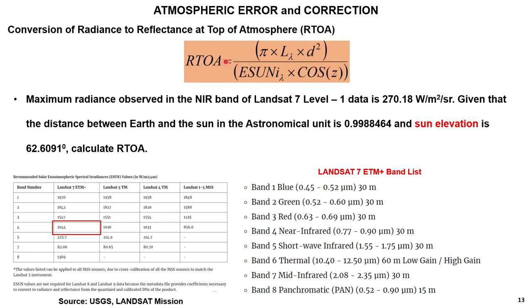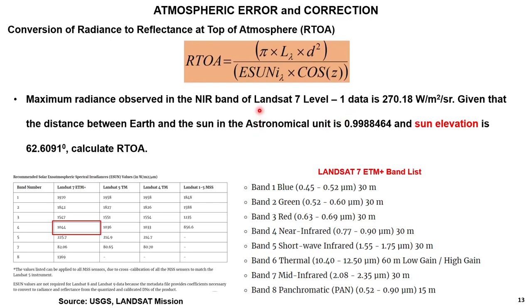So reflectance at top of the atmosphere is equal to pi into radiance multiplied by the square of the distance between Earth and Sun in astronomical units, divided by E sun lambda, the exo-atmospheric spectral irradiance for a particular wavelength, multiplied by cos z, where z is the solar zenith angle.